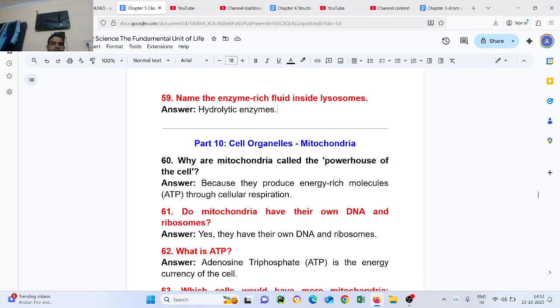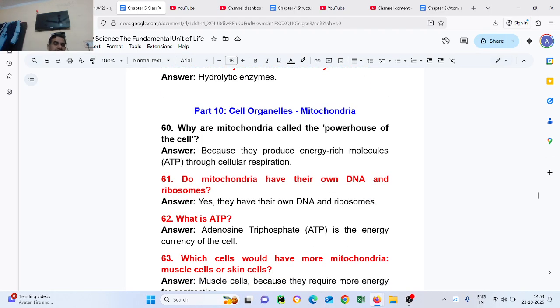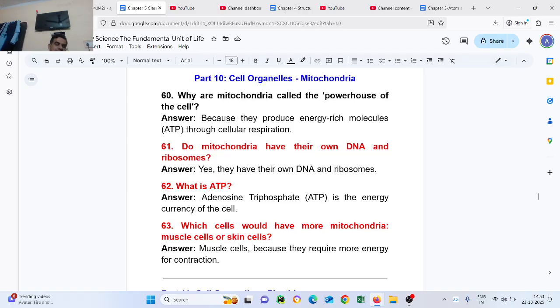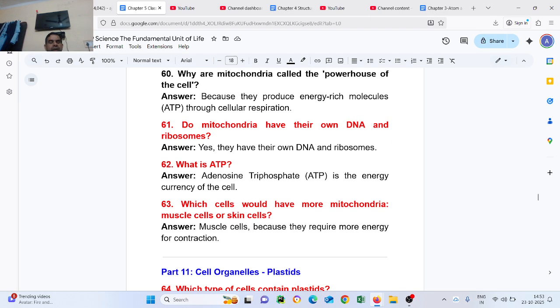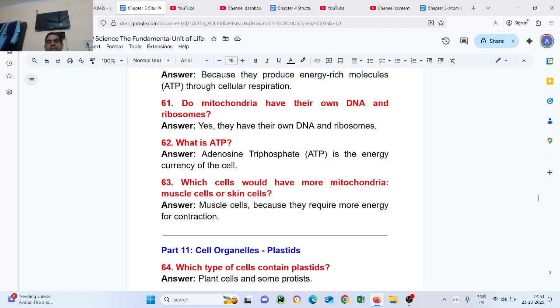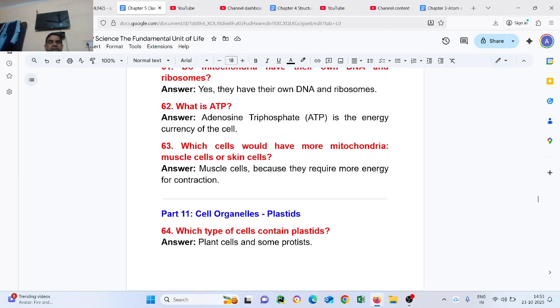Question number 61. Do mitochondria have their own DNA and ribosomes? Answer: yes, they have their own DNA and ribosomes. Question number 62. What is ATP? Answer: adenosine triphosphate. ATP is the energy currency of the cell. Question number 63. Which cell would have more mitochondria, muscle cell or skin cell? Answer: the muscle cell, because it requires more energy for contraction.